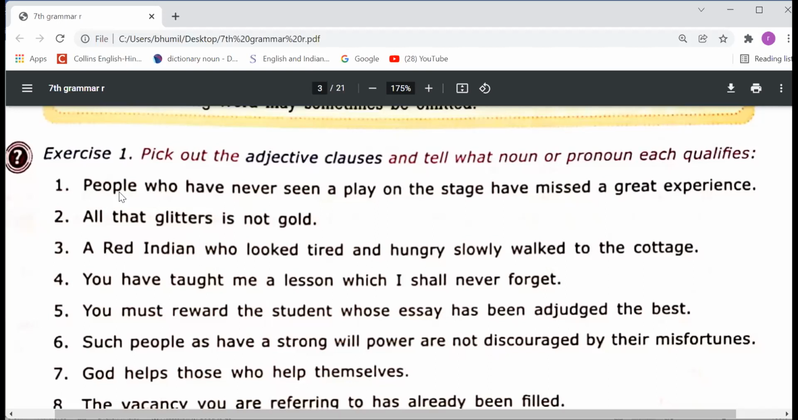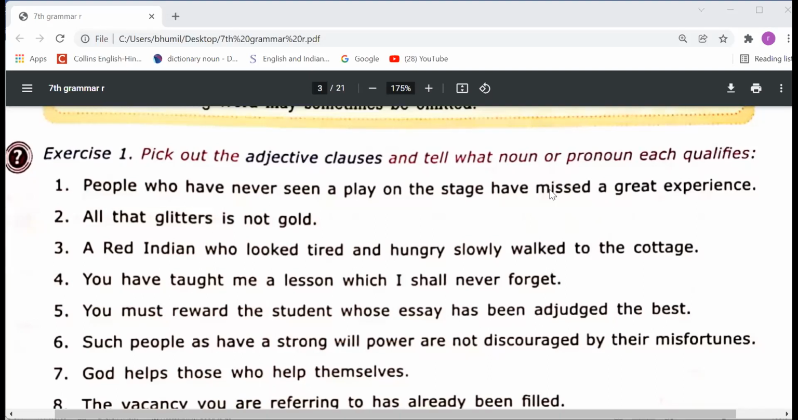Yeah, Sia, you please tell me, unmute yourself. Sir, that glitters all. बेटा इस सेंटेंस में एडजेक्टिव क्लोज कौन सा है, कहां से कहां तक है? Sir, that glitters. Yes, very good, that glitters.